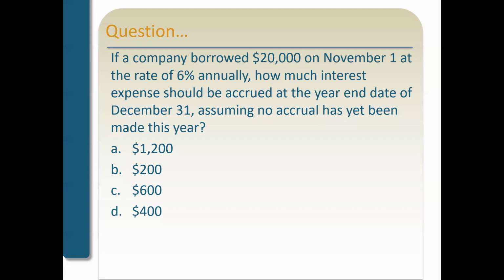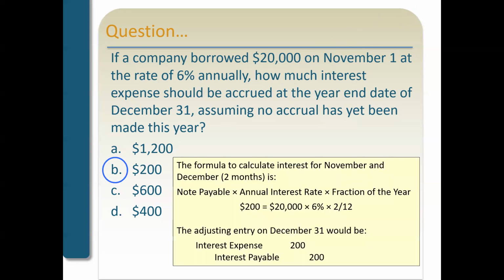Anyone have the answer? 200. I'm sorry, 200. So we take our 20,000 times 6%, and that interest rate is always shown over a 12-month period. Divide it by 12 months, multiply it times 2 months to come up with interest expense 200, interest payable 200. Great job, guys.